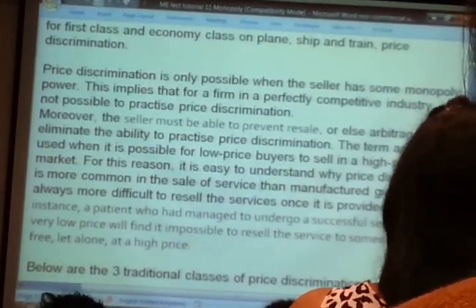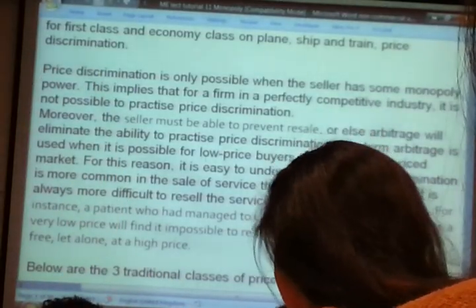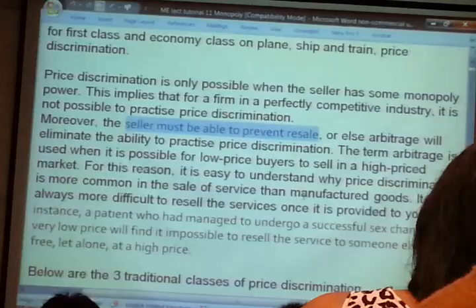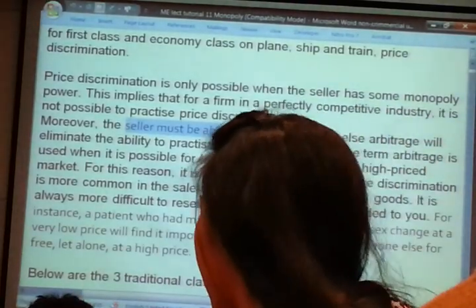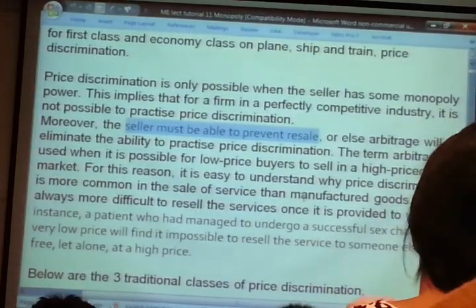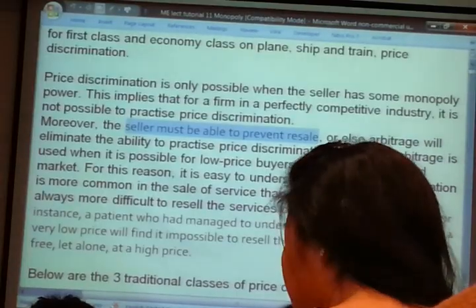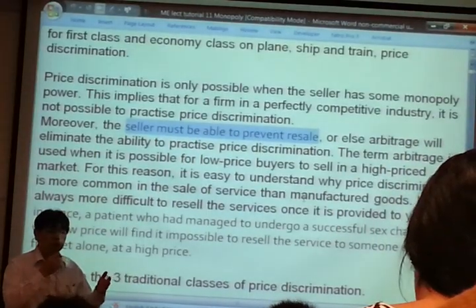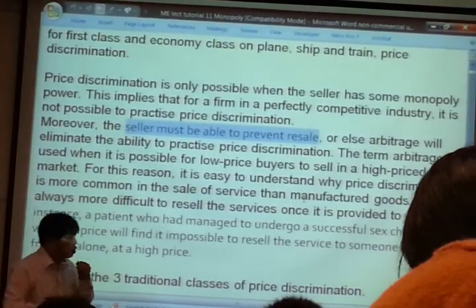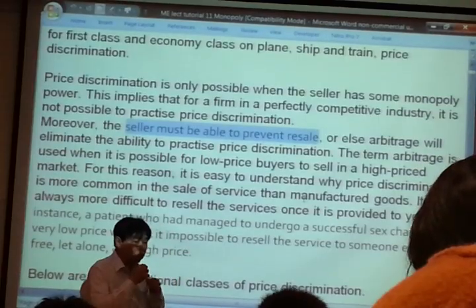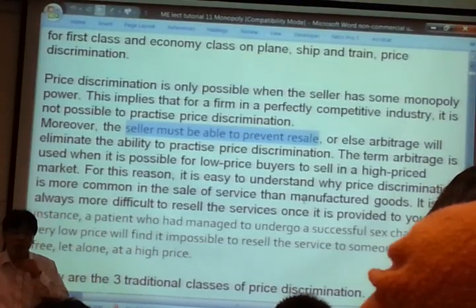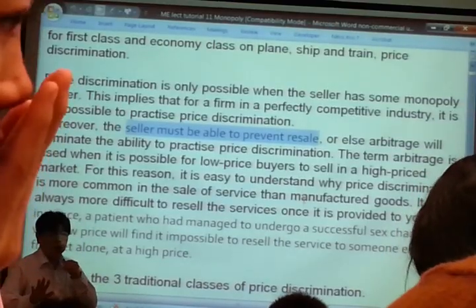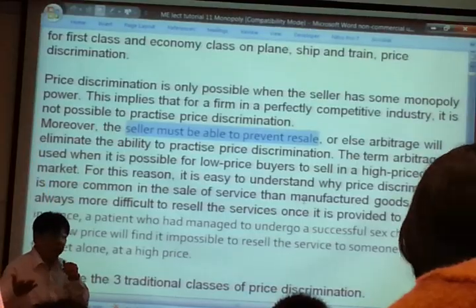Now, however, you can only discriminate if the seller can prevent resale. If resale is possible, there's no way you can price discriminate. Why? Because someone will buy cheap. If you charge two different prices, for example one price for the rich and another for the poor, it only works provided resale is not possible. If you charge the rich $10 and the poor $5, otherwise the poor will go and buy at $5 and then sell to the rich. The rich come to the supermarket wanting to buy, and he tells the rich, don't buy, I sell you at $7. So the price cannot be 10, right?